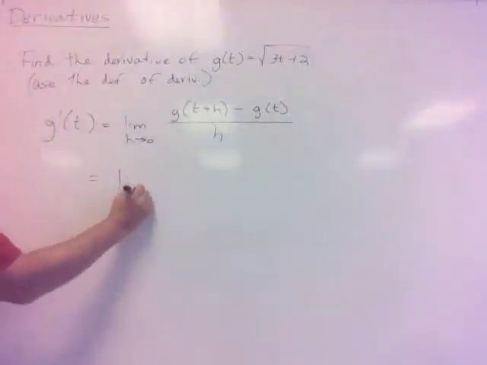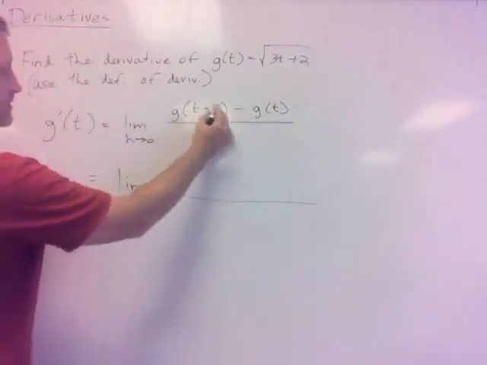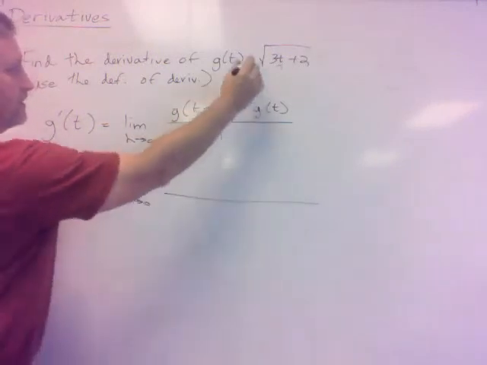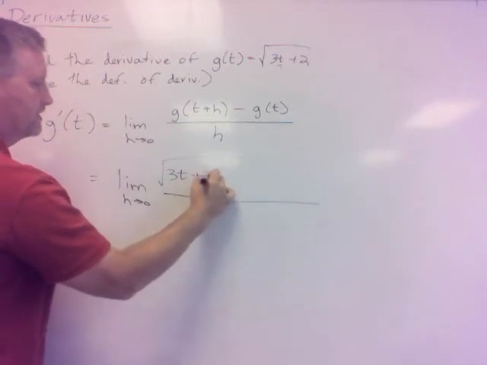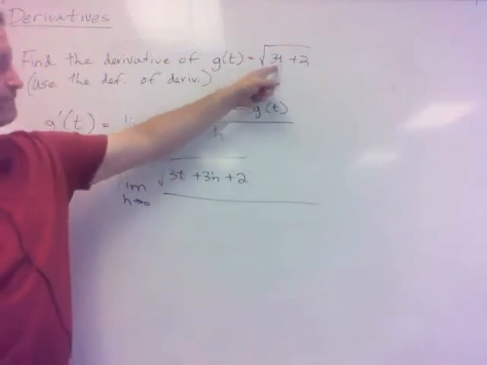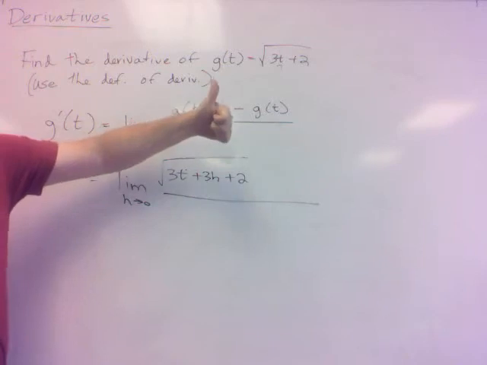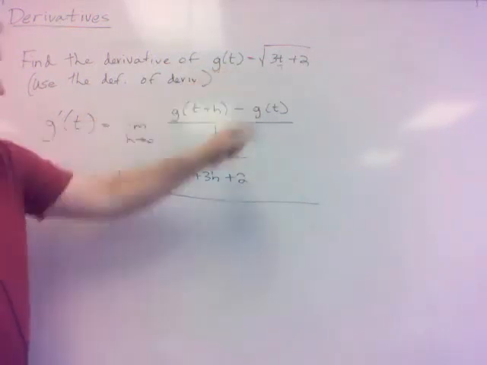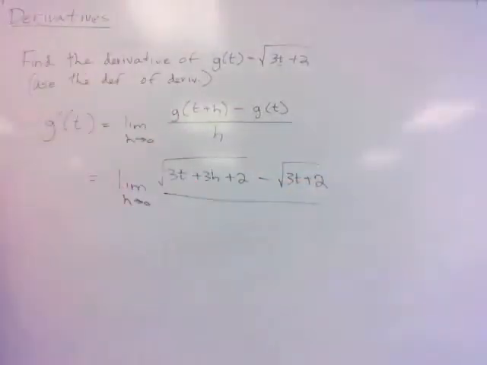Okay, so limit then as h approaches 0, g of t plus h, what's that going to be? Well, I'm going to plug in t plus h for t. So it would be the square root of 3 times t plus h. Let's go ahead and write that as 3t plus 3h plus 2, wouldn't it? Isn't that what t plus h would be plugged in? Square root of 3t plus 3h plus 2. Okay? Minus g of t, what's g of t? 3t plus 2 square rooted. All over h.